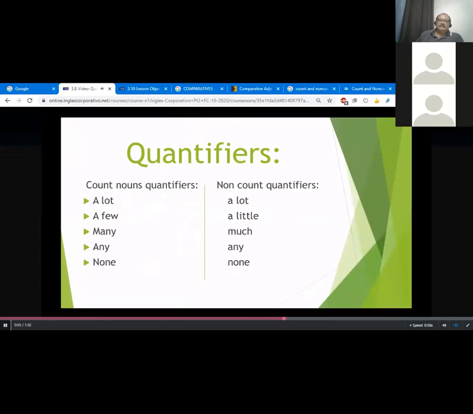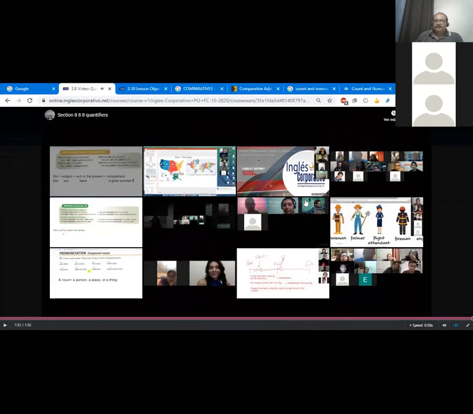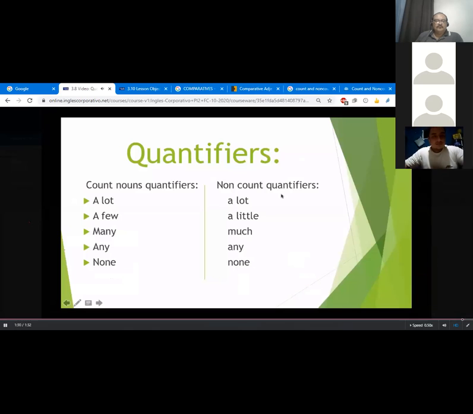We can say that when nouns in question are count nouns, we can answer using a lot, a few, many, any, none. This will depend on how many there really are. Remember, a lot is a big amount and none is nothing. When nouns in question are non-count nouns, we can use a lot, a little, much, any, none. Remember that when we talk about non-count nouns, both questions and answers are singular.